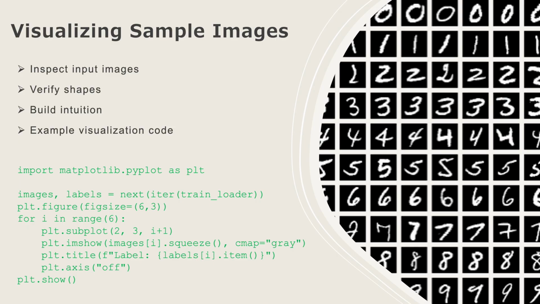In this example, we take one batch from the training data loader using the next and iter functions. We then display the first 6 images using matplotlib.pyplot. Each subplot shows one MNIST digit, converted to grayscale, along with its label. This quick check helps us verify that the images are 28 by 28 pixels, that the labels match the handwritten digits, and that our preprocessing is working properly.